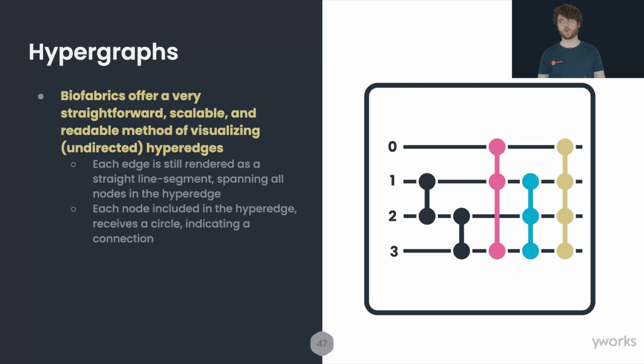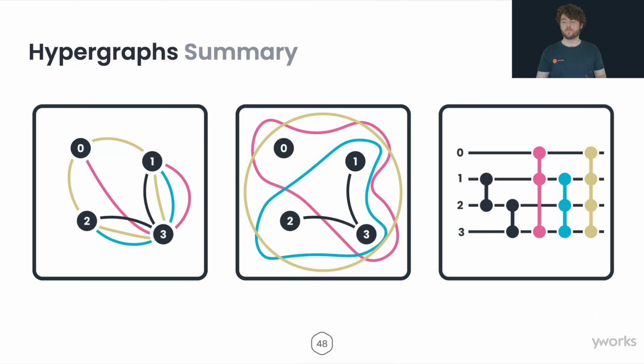But hypergraphs have a bit of a trick up their sleeve here, because we can just include hyperedges by just increasing the number of circles along an edge's line. So here, for example, it's very easy to tell that the 3 colored edges are hyperedges, and we can very easily tell which nodes they connect, and importantly, which ones they don't. I think you'll agree that when we compare these 3 representations side by side, it is the biofabric that is the most intelligible and the most immediately useful.